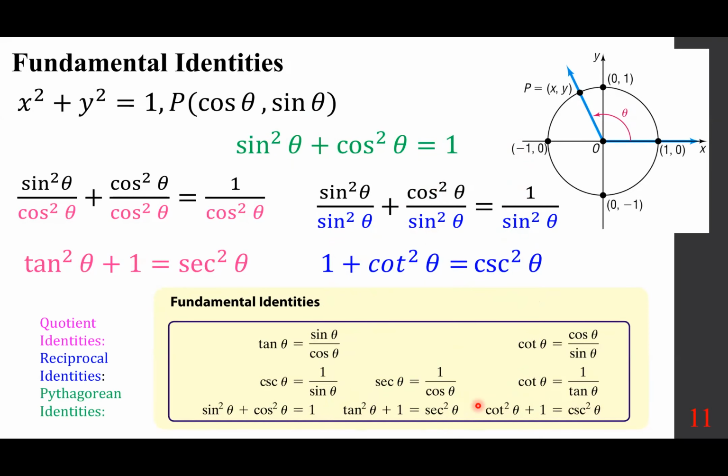And so here's the name. These are quotient as far as terminology is concerned. All of them are considered fundamental identities. Quotient identities: tangent is sine over cosine, cotangent is cosine over sine. Reciprocal identities: cosecant is 1 over sine, which obviously means sine is also 1 over cosecant. Secant is 1 over cosine, cotangent is 1 over tangent. And these 3, sine squared plus cosine squared equals 1, tan squared plus 1 is secant squared, cotangent squared plus 1 is cosecant squared, are called Pythagorean identities.